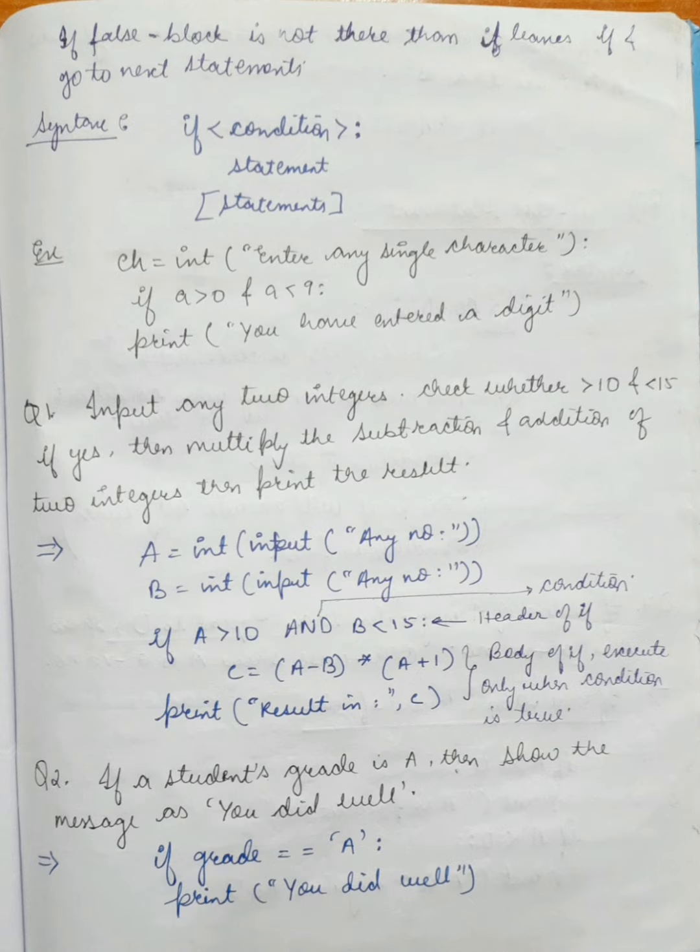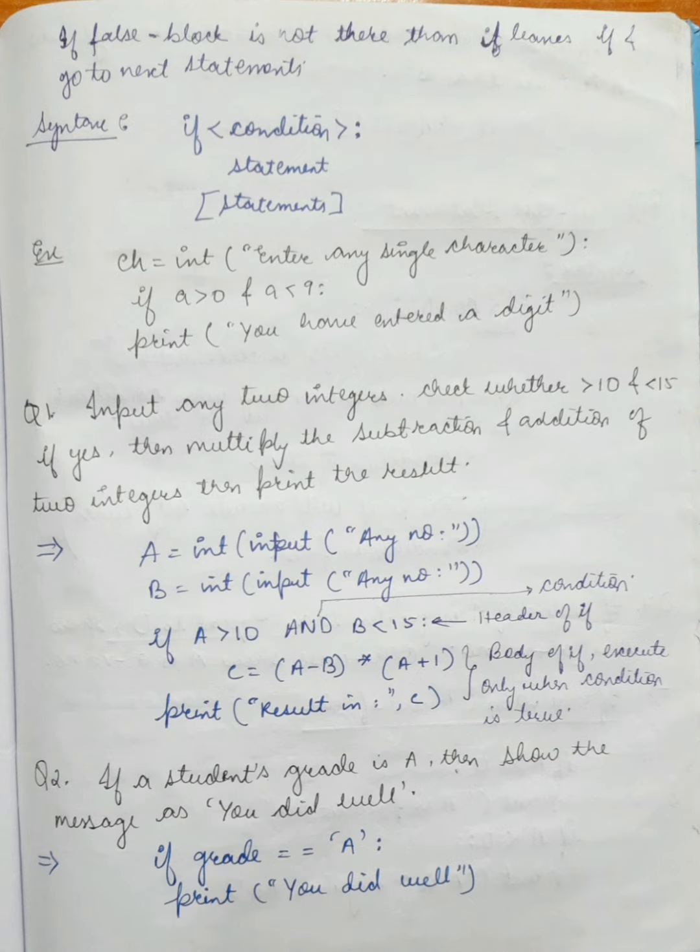So here is the condition, and this colon is a header, and next is the body of if, which executes only when the condition is true. Then the second one: if the student's grade is A, then show the message "you did well." This is a short problem you can do for practice.